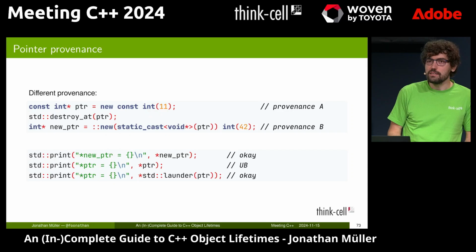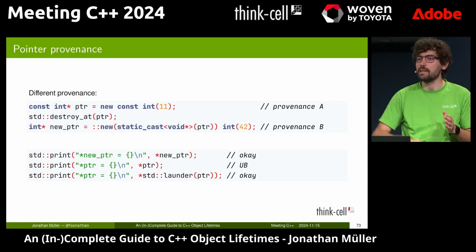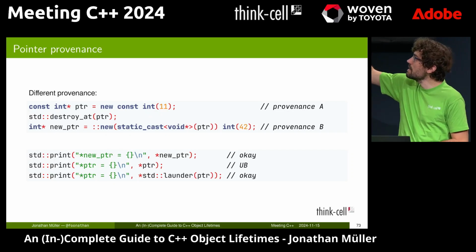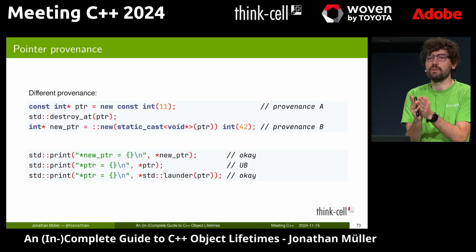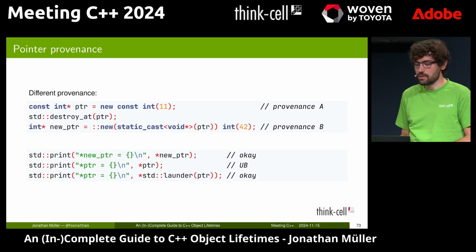And when we launder it, launder returns the same pointer, but it only keeps the address the same. It magically updates the provenance. So the result of launder is a pointer that now has the correct provenance, because it sort of magically updates the provenance to whatever is the provenance of that address. Right? So this is what launder does, and this is why this code is okay.